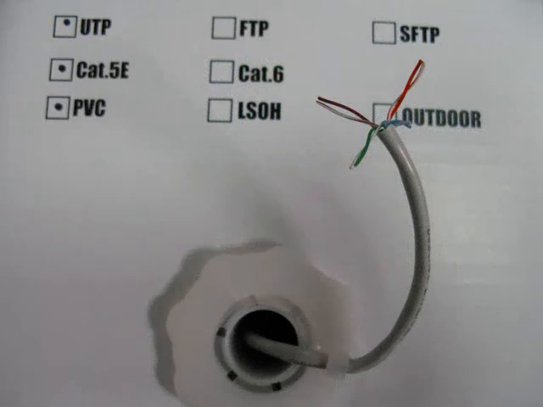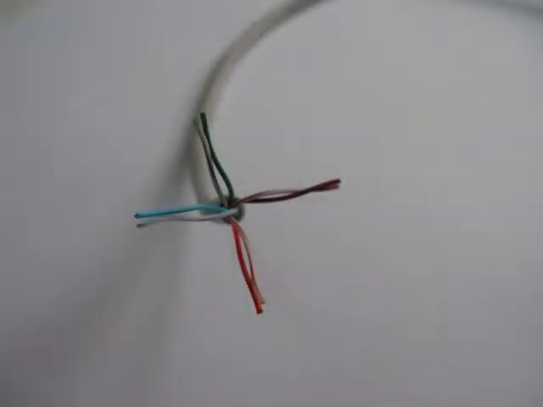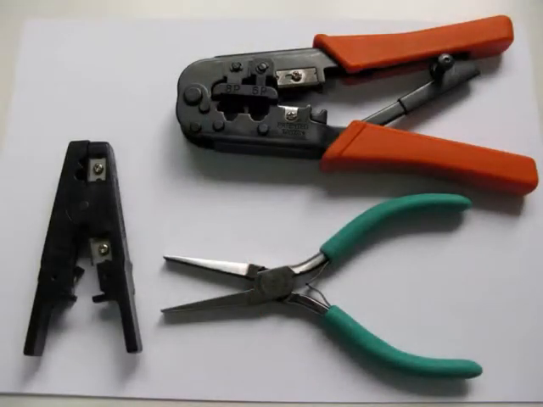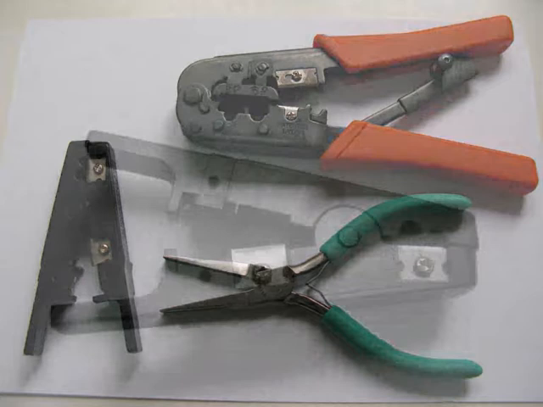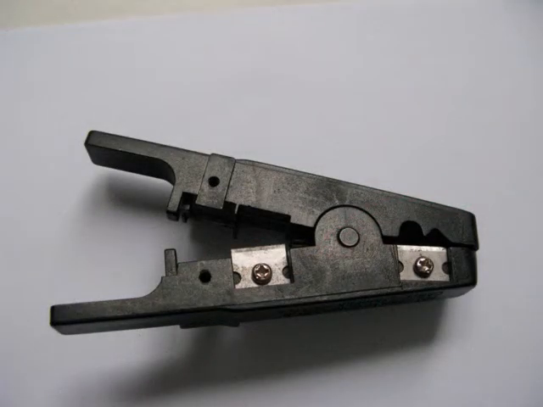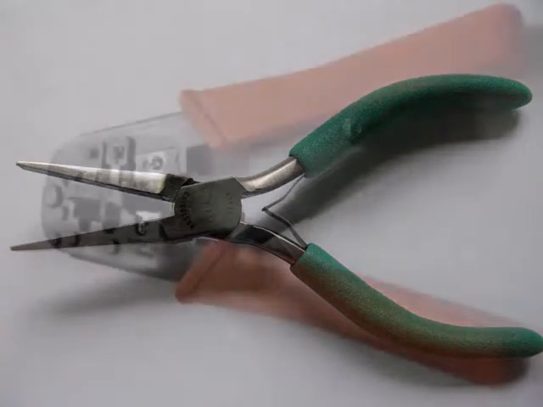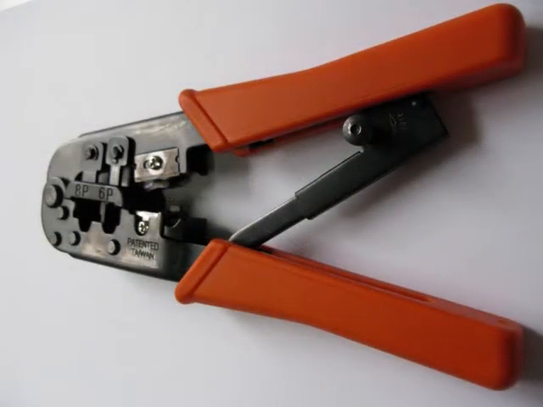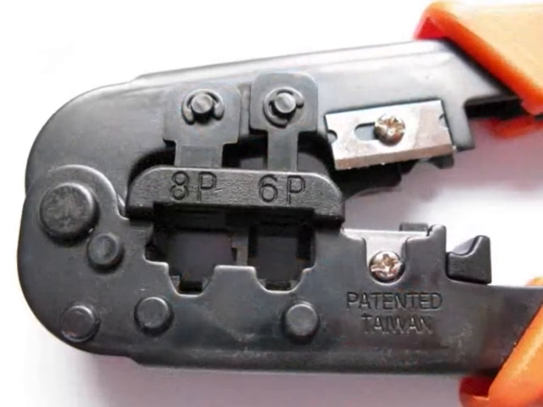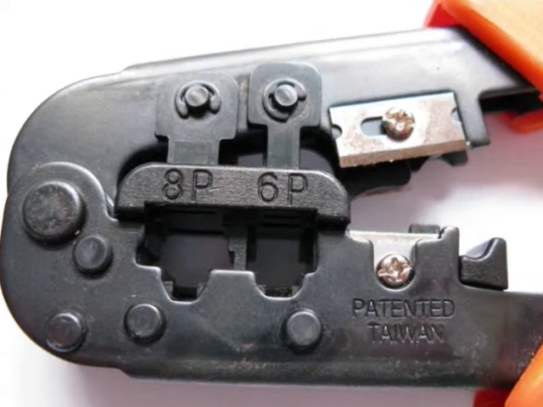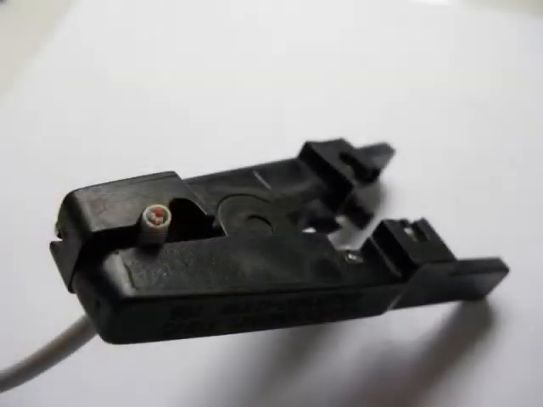The following pictures show the material and tools necessary for terminating UTP cable. We see the cable roll with the individual pairs separated, a cable stripper, a plier, and an RJ45 crimping tool. We will now follow the process of terminating UTP cable.